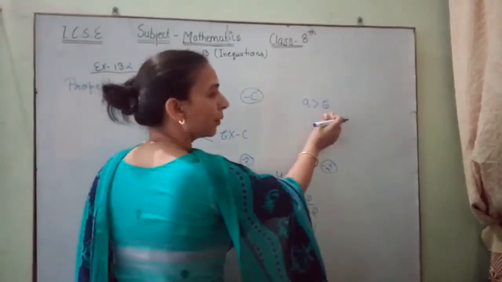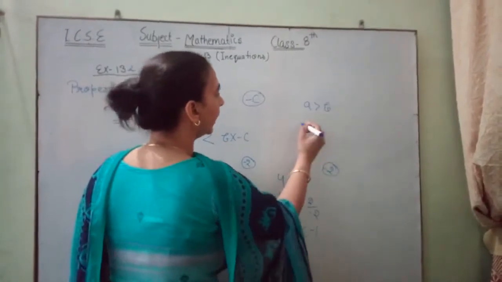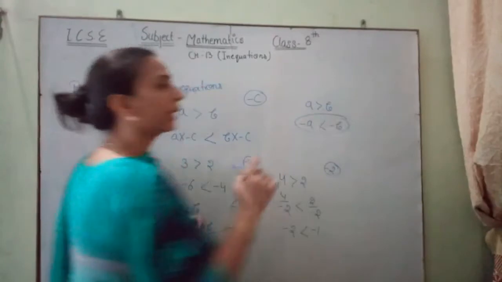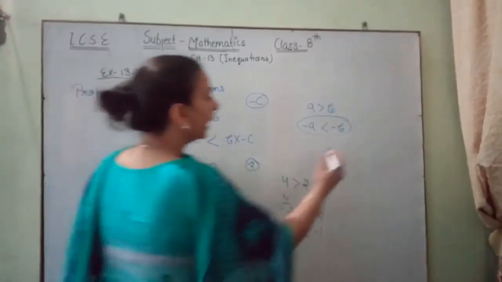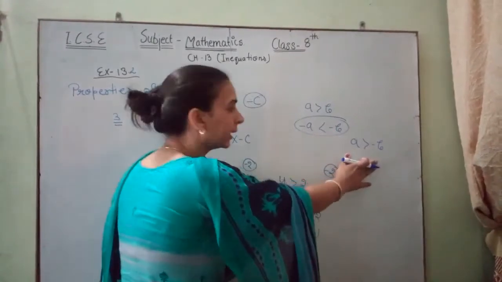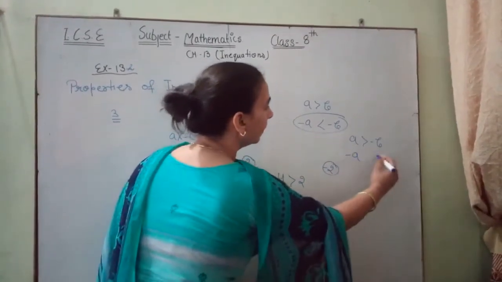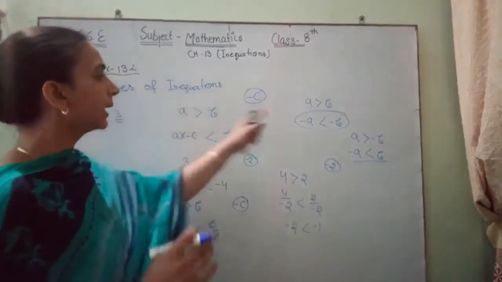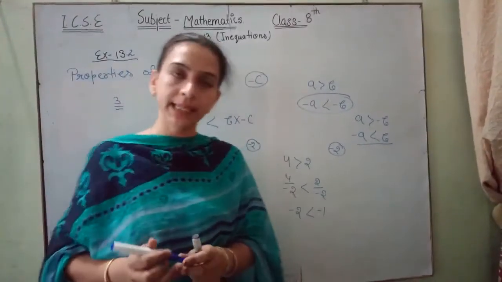these both are positive. If we take both as negative, minus a and minus b, then the sign of the inequality changes. If a is greater than minus b, and we change the sign on both sides, then minus a and plus b, then it becomes greater than. Okay, student, if we change the sign on both sides, then the sign of the inequality changes.